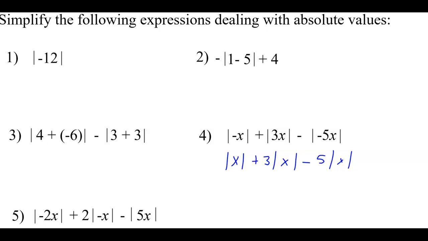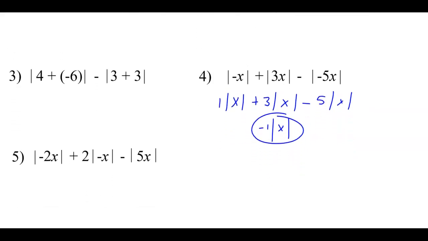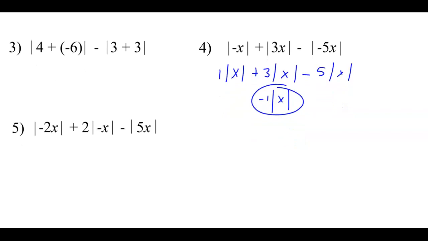And now they are like terms. 1 of something plus 3 of the same thing minus 5 of them. So that would be 4 minus 5, which is -1 absolute value of x, or just negative absolute value of x. But if you have a variable, you have to keep the bars in your answer. We don't know what x is. So in the case that we do find out what x is, we have to take the absolute value of it.